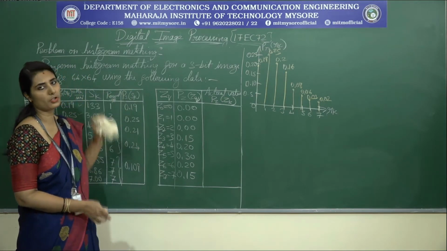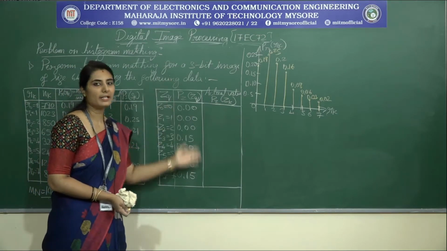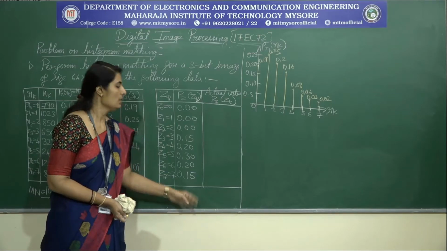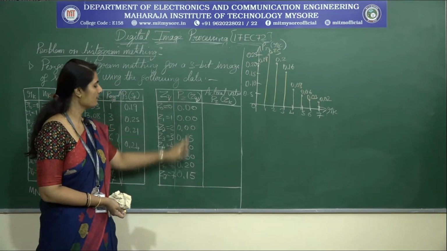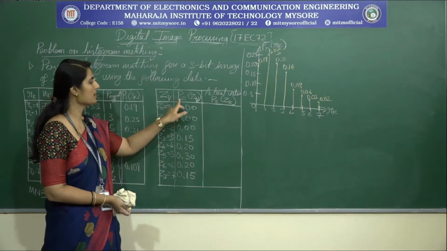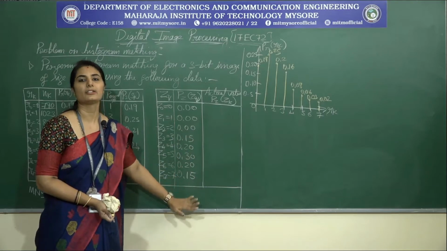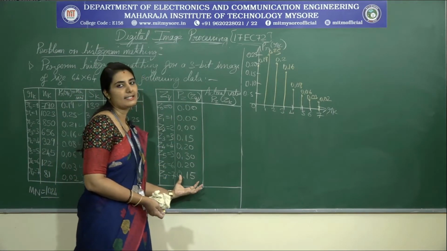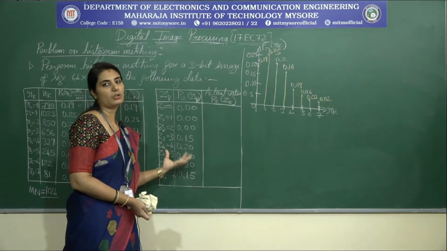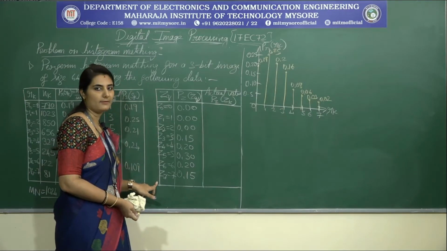Now in this problem, we need to find the histogram matching for the specified probability density function. The second table contains the specified probability density function Pz of Zq. This is given in the problem, in the question. This is the specified probability density function for a particular application, and Zq represents the intensity level.